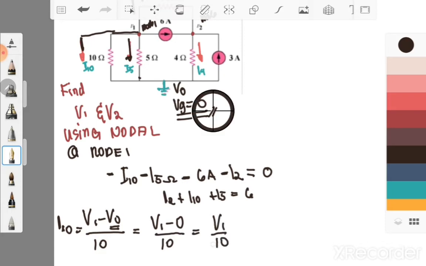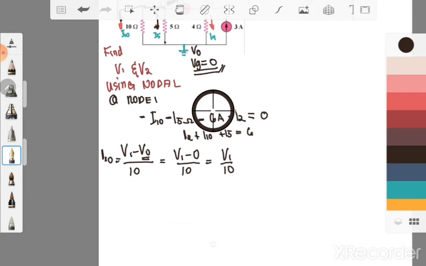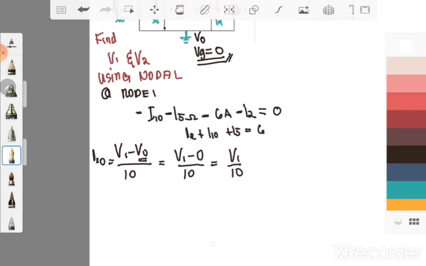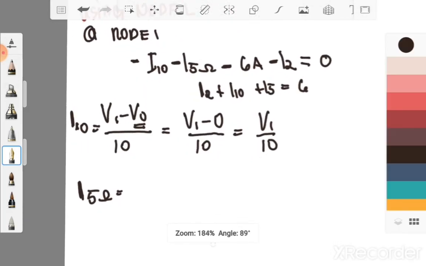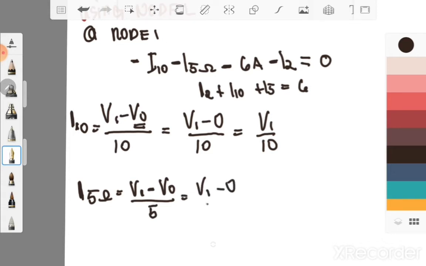Okay? Napakadali, tama? Next is our I5. What is your I5, guys? Our I5 is equal to, saang node siya connected? Your V1, di ba? So, V1 minus V0 all over 5. Kasi 5 ohms. Tama? So, since V0 is equal to 0, I may say that it is equal to V1 minus 0 all over 5, or it is equal to V1 all over 5. That is your I5.